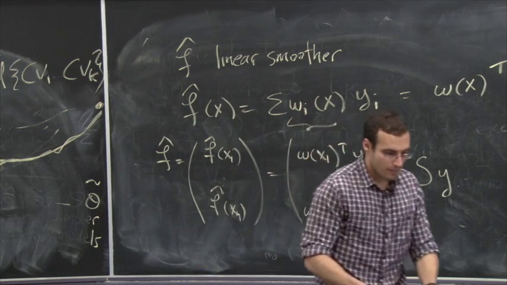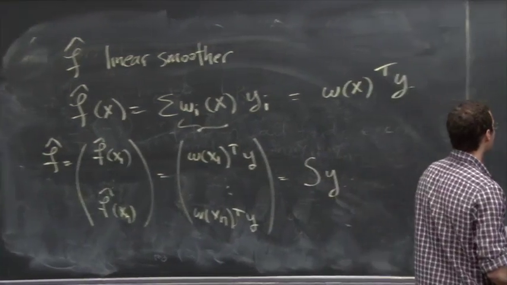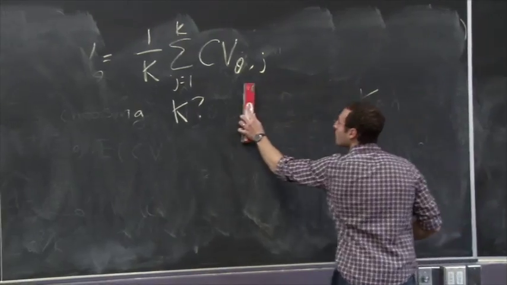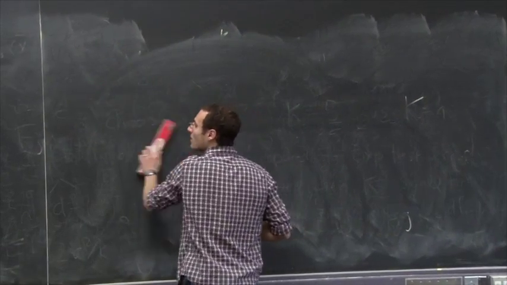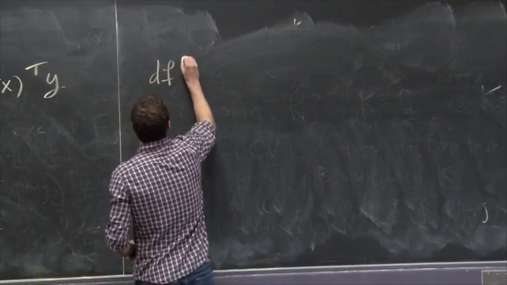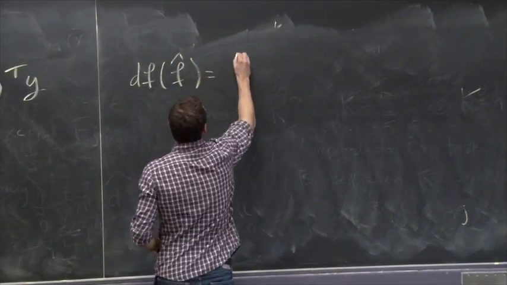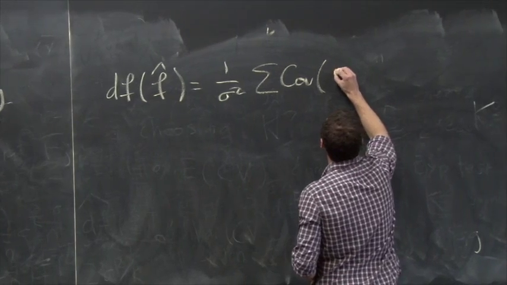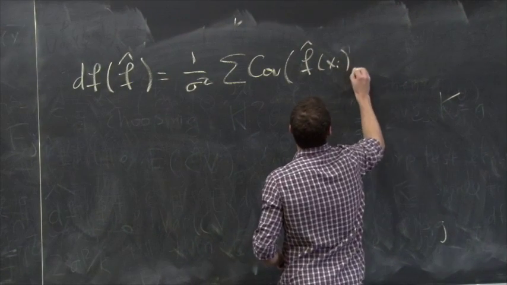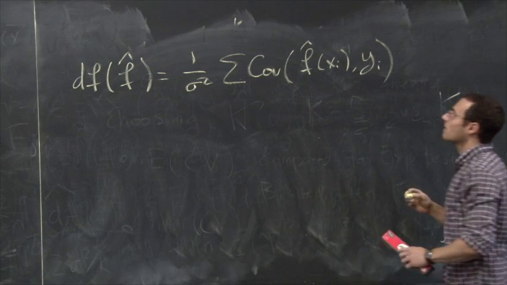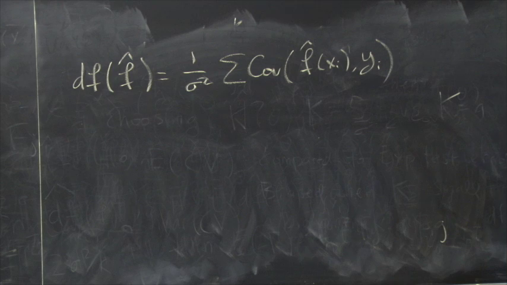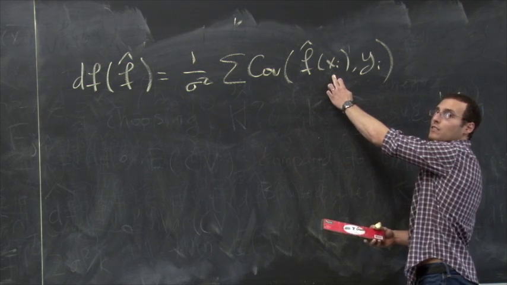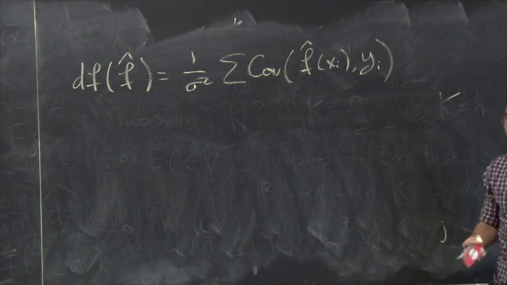What's the degrees of freedom? Let's do that before we convene today. Degrees of freedom of a linear smoother. Well, the degrees of freedom of f hat is 1 over sigma squared times the sum of the covariances of f hat of xi and yi. And just to remind you, when we talk about degrees of freedom, like we said before, we think of the x's as fixed and the y's as independent, f of xi plus errors, where the errors have mean 0 and variance sigma squared.